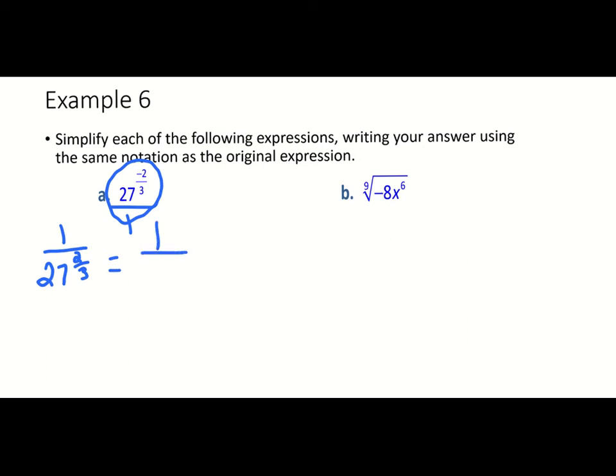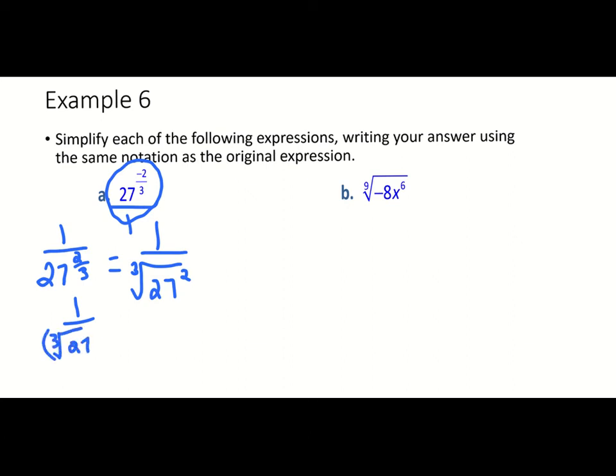So the 27 goes inside the parentheses. The 2 is the power on the 27, and the 3 is my index. Now, you can write it one of two ways. You can write it like this, and then simplify from there. But that is going to require a calculator, because I don't know 27 to the second power off the top of my head. Or we can rewrite it so it looks like this. 1 over the cubed root of 27.